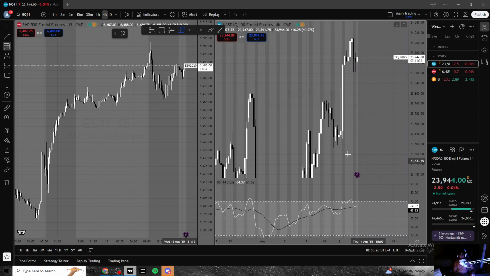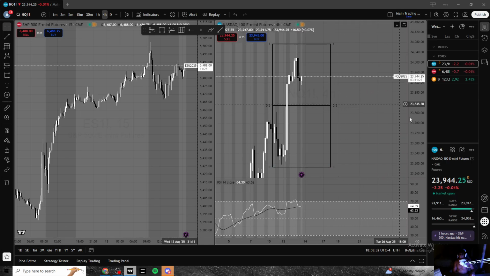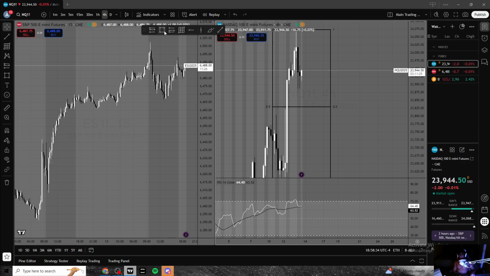Equilibrium was, I believe, towards the bottom of the fair value gap. As you can see, it didn't get hit, and I'm not sure it will. Maybe we want to retrace back down to this BPR and then come and hit equilibrium. But essentially, this is how.